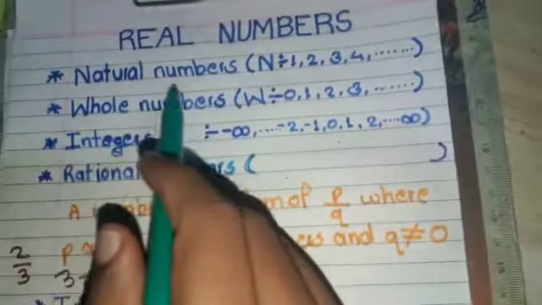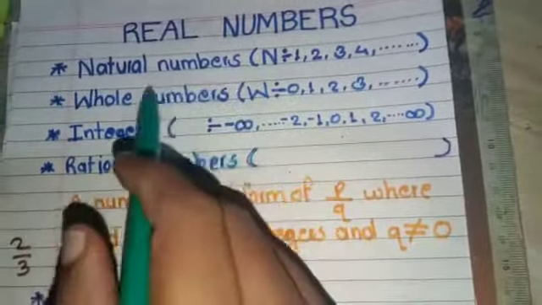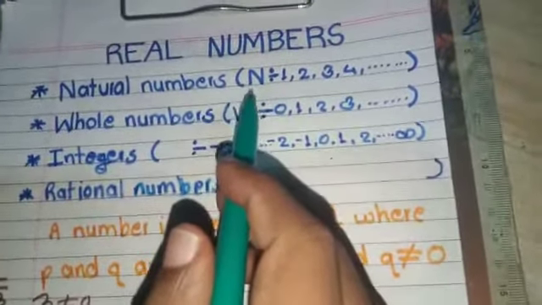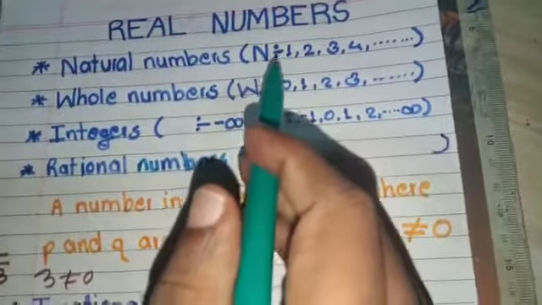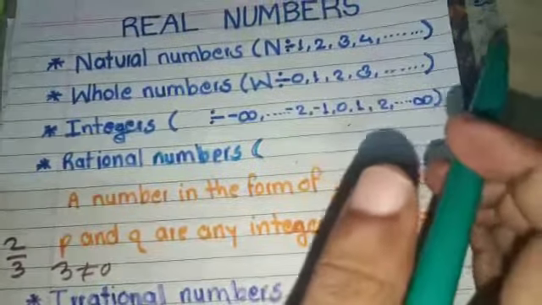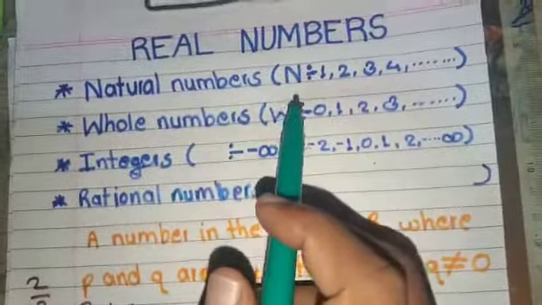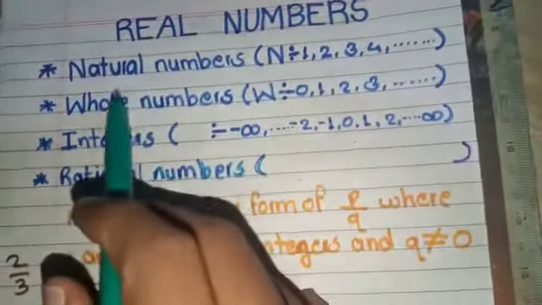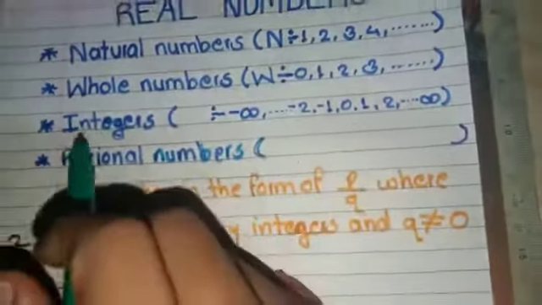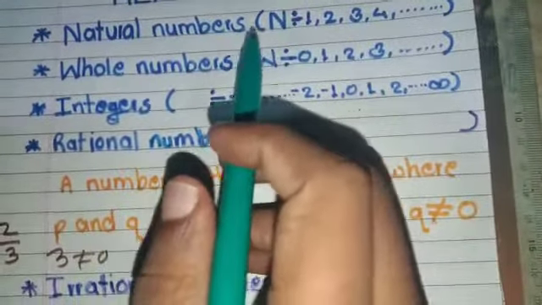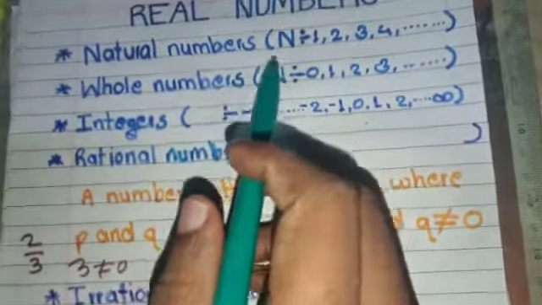Natural numbers you have learned from childhood. Those numbers which start from 1, that is 1, 2, 3, dot dot dot infinity, are your natural numbers. These numbers are also used for counting, so that's why they are also called counting numbers. As you know, we use these numbers to count anything, correct? So this is also known as counting numbers.